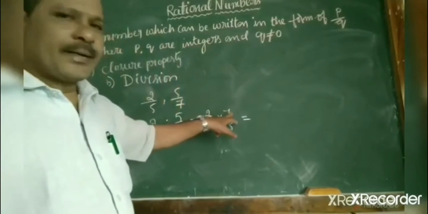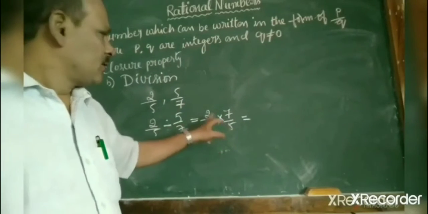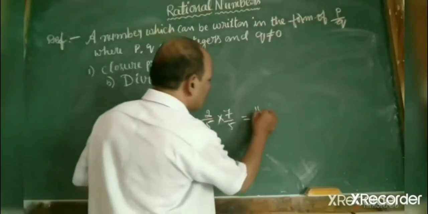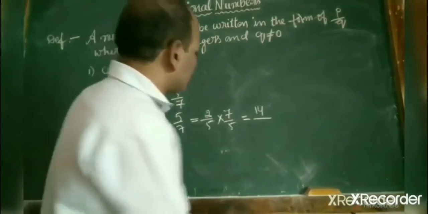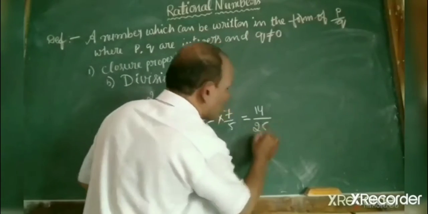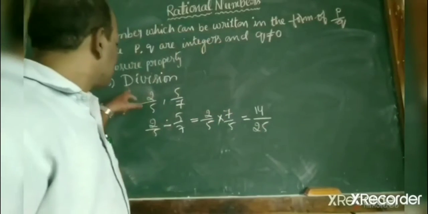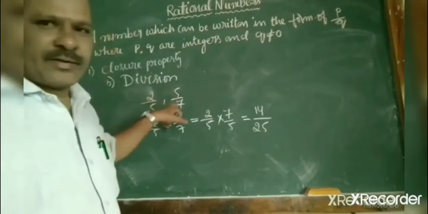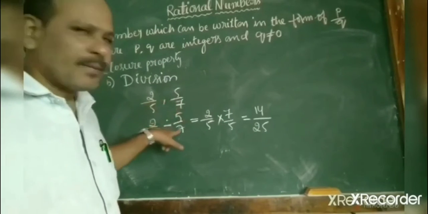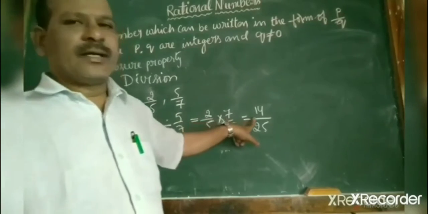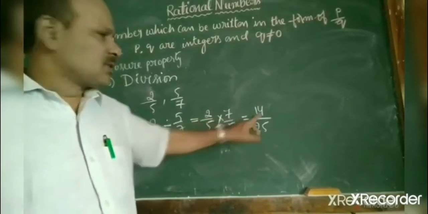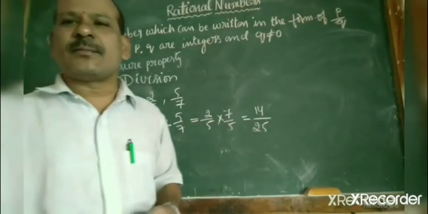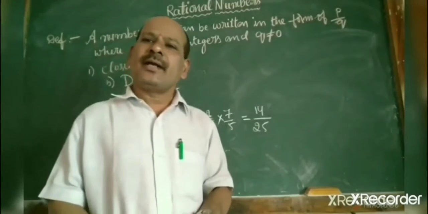Now multiply numerator with numerator and denominator with denominator. 2 sevens are 14, 5 fives are 25. Now see here, the two rational numbers are 2 by 5 and 5 by 7. If I do division of the two numbers, the result is also a rational number. So we can say that rational numbers are closed under division.